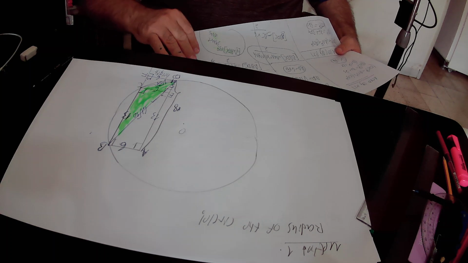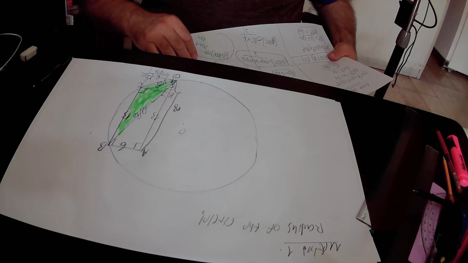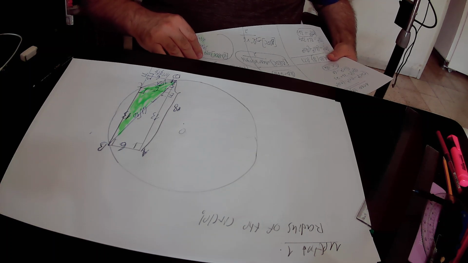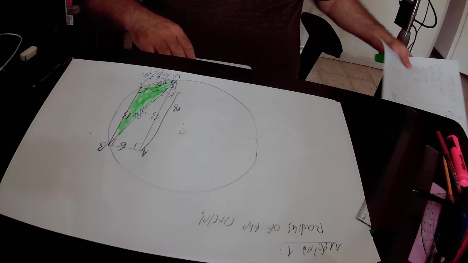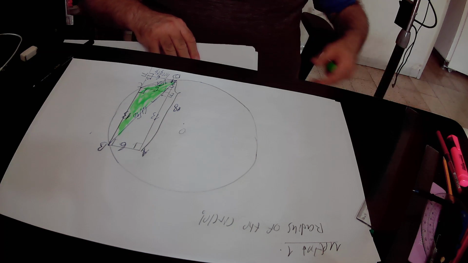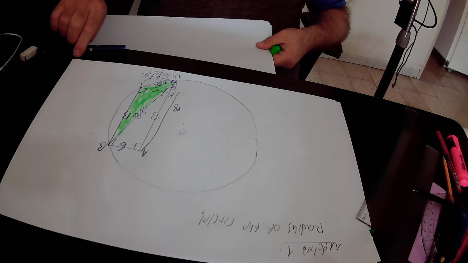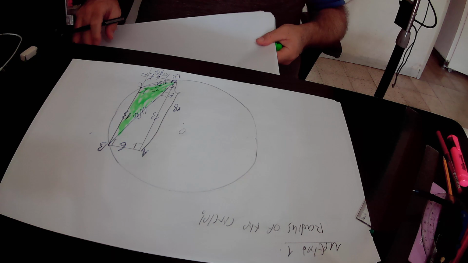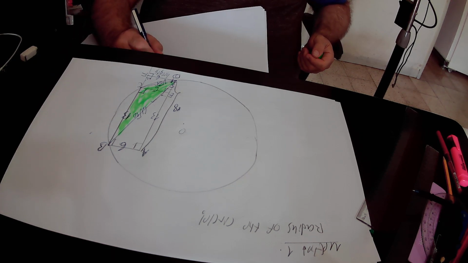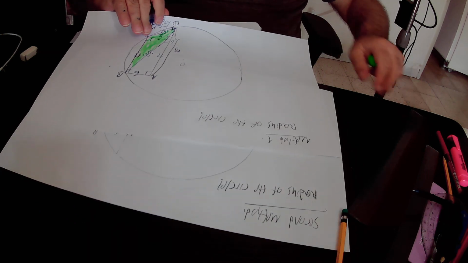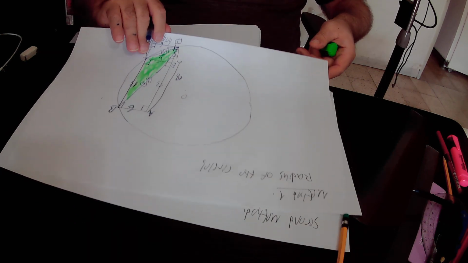In the next step, I will present to you a new rule, and we'll implement the new rule in our drawing. Okay, so the new rule is rule number 1.